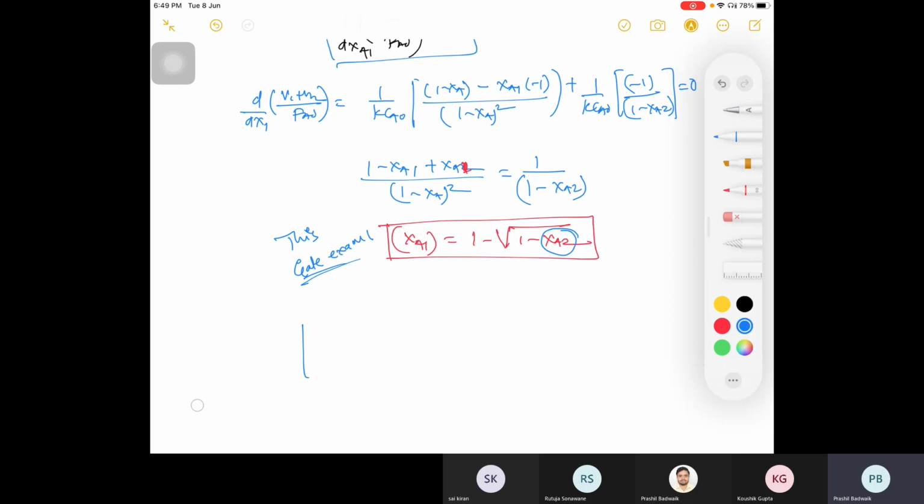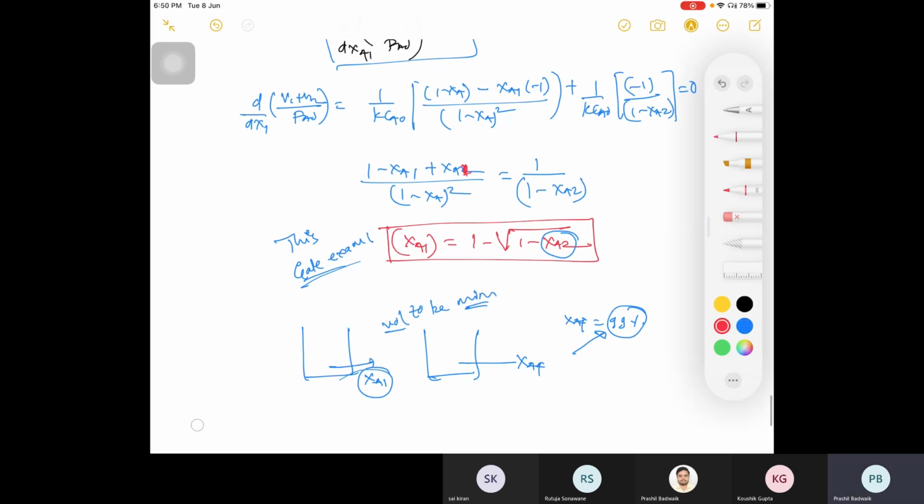Suppose I have reactor this 1 and this is 2. Here I am getting XA final. So suppose I said I need XA final as 99%. So based on this XA final, that is 99%, I need to find out what will be the value of XA1 such that I'll get volume to be minimum. Okay, now you know what this equation is. This is your condition you got, right, for minimum volume.